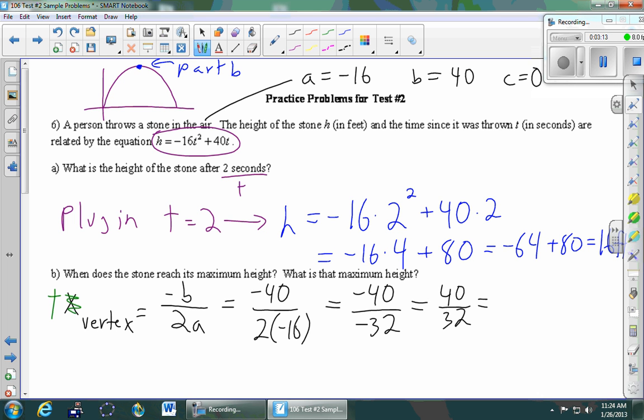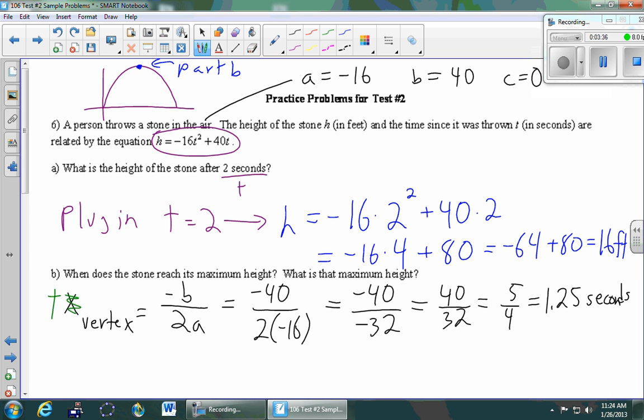I'll reduce it. You can just type it into a calculator at this point if you want a decimal, but 8 goes into both of these. So it's really 5 over 4. And with or without a calculator, hopefully we end up with 1.25. So that is the value of t, which is a measure of time, and so that must be in seconds. So this ball goes up for 1.25 seconds, and then it's going to come down. So that's when the stone reaches its maximum height.